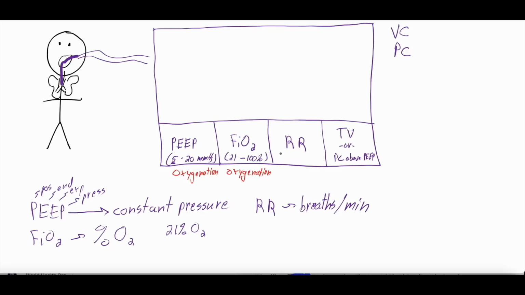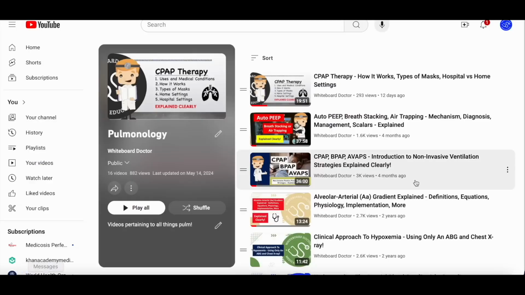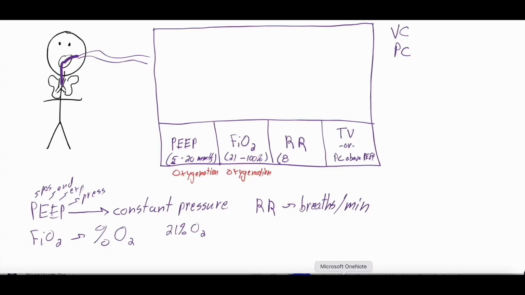We very rarely go less than 8, and even 8 is incredibly low. There's some complex reasons you sometimes will go that low, if someone has a very prolonged expiratory phase and breath stacking and all that kind of stuff. We actually covered that in one of the videos up here: auto PEEP, breath stacking, air trapping. So check that out. We'll link it in the video description.